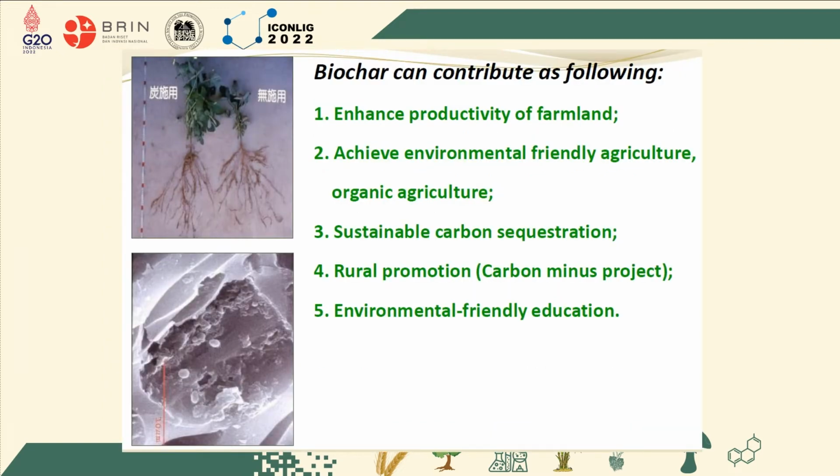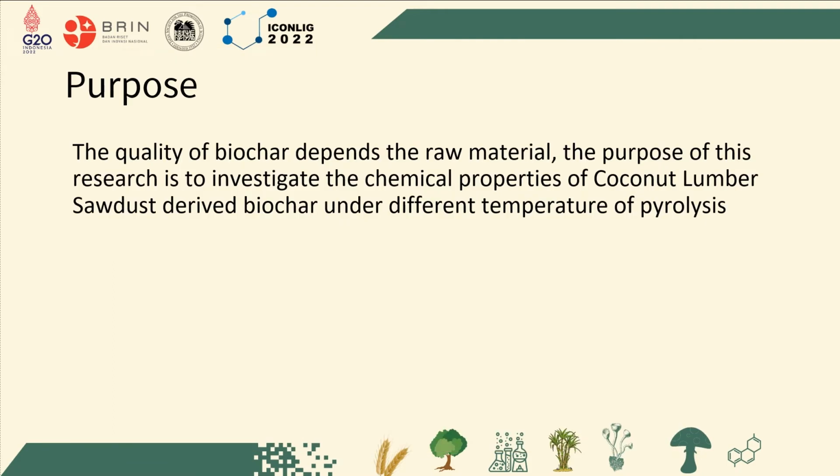The benefits of biochar are enhancing the productivity of farmlands, achieving environmentally friendly agriculture, organic agriculture, sustainable carbon sequestration, rural promotion, and environmentally friendly education. The quality of the biochar depends on the raw material and the pyrolysis process. So the purpose of this research is to investigate the chemical properties of coconut lumber sawdust derived biochar under different pyrolysis temperatures.